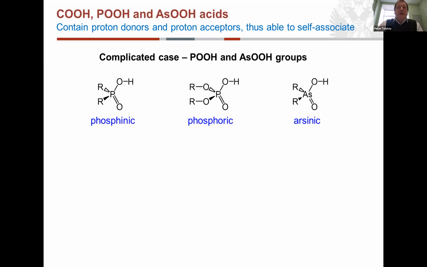A somewhat more complicated case is given by the phosphinic acids that contain POH and PO bonds, phosphoric acids that contain basically the same fragment but two more oxygens at the phosphorus atom, and arsenic acids where there is an oxygen, arsenic, oxygen H group. The proton donating and proton accepting abilities of these molecules do not look in the same direction. They are no longer located perfectly on the same side of the molecule.